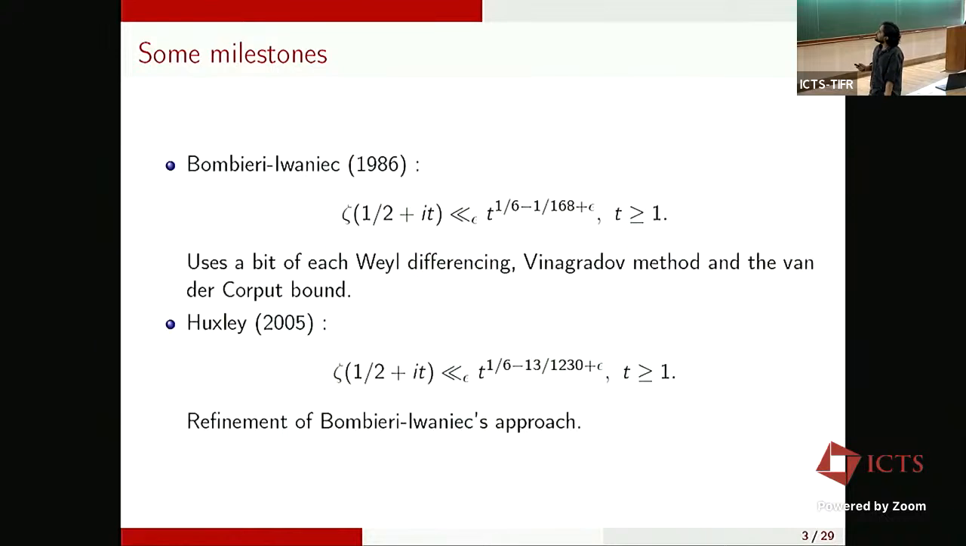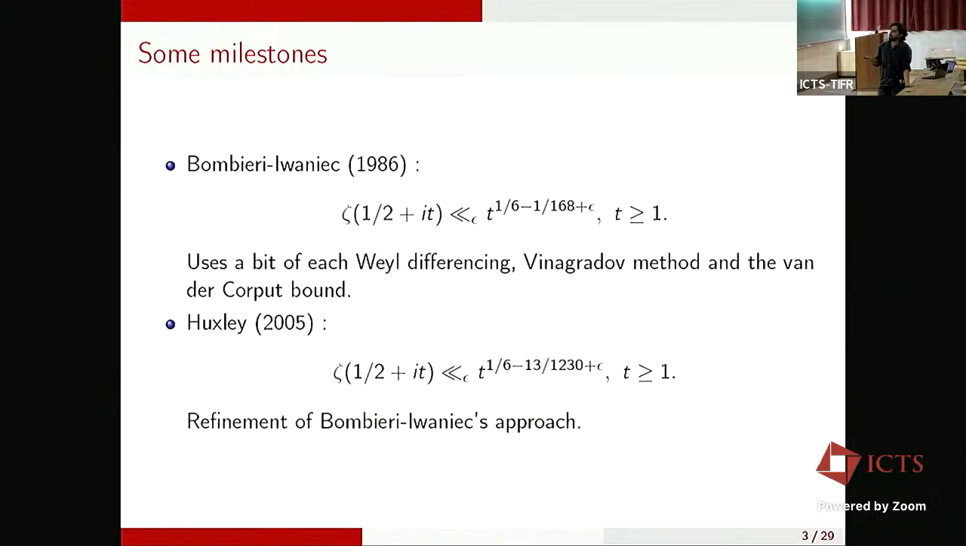One of them is the following breakthrough bound of Bombieri-Iwaniec. They were able to beat the Weyl exponent. This exponent is what we call the Weyl exponent. They were able to beat this by the exponent 1/168. They used a mixture of all the three standard techniques available to estimate exponential sums. These are Weyl differencing, the Ramanujan method, and the van der Corput bound.